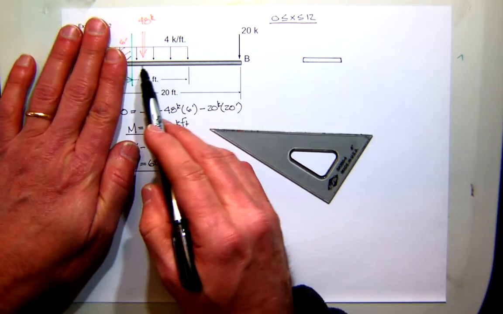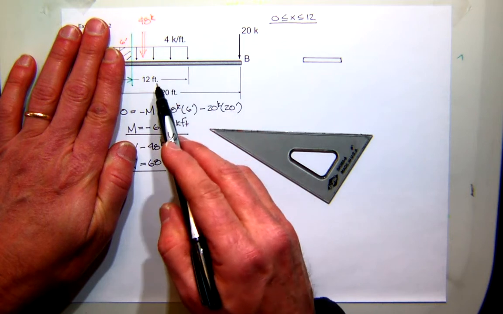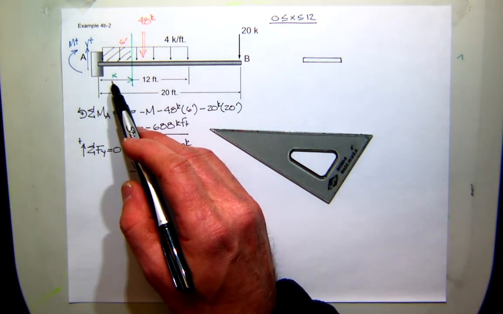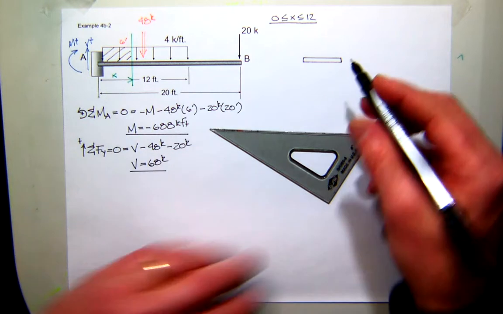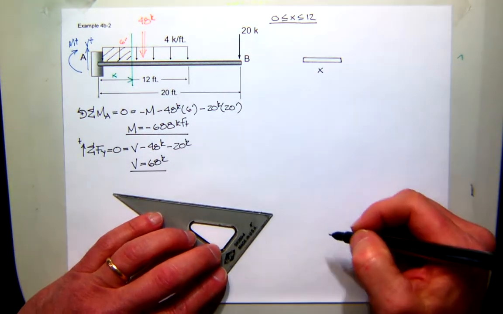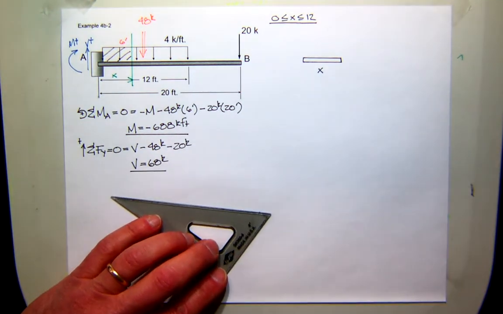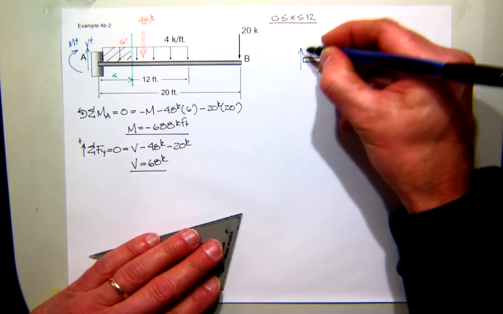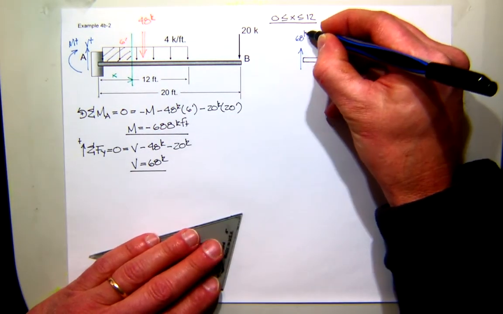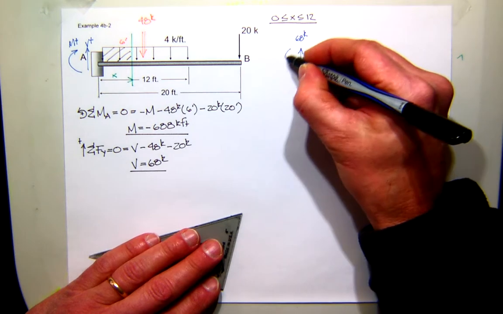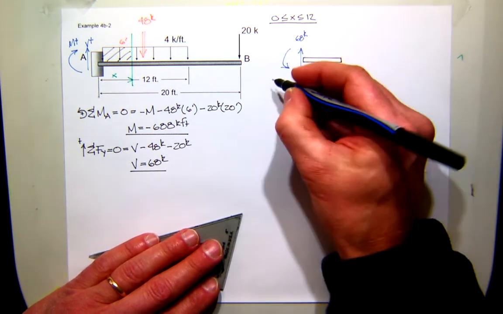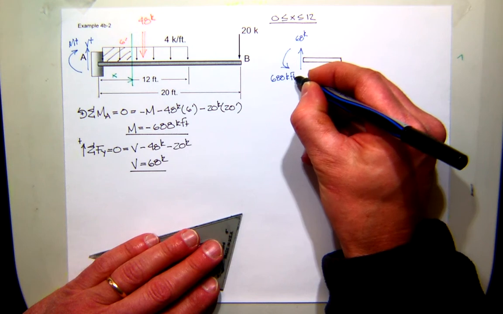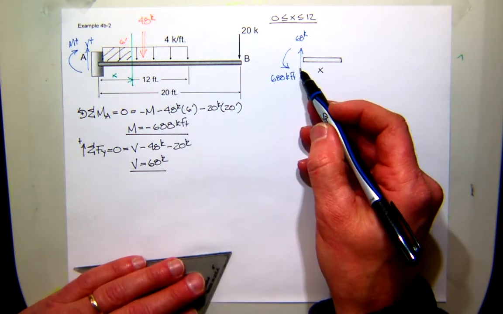I could have cut it to the right, but this is going to be a little more complicated to describe as a function of x. This is going to be very simple to describe as a function of x. Right? Because the distance is just x. And what I have is positive shear of 68 kips, and I have a negative bending moment of 688 kip feet. That's the stuff I just found here. I just put it over there.